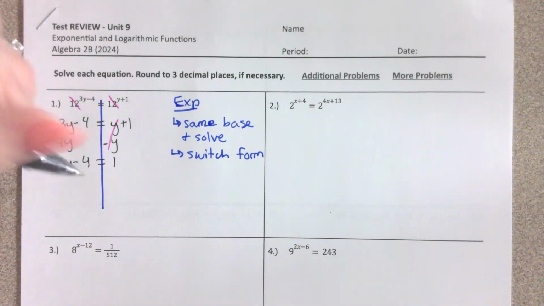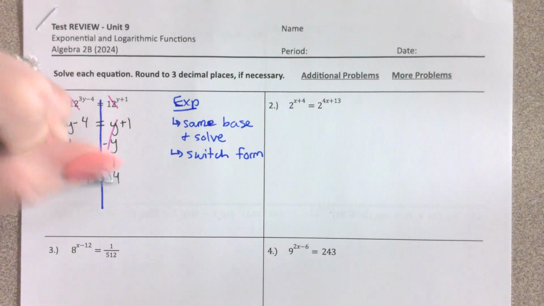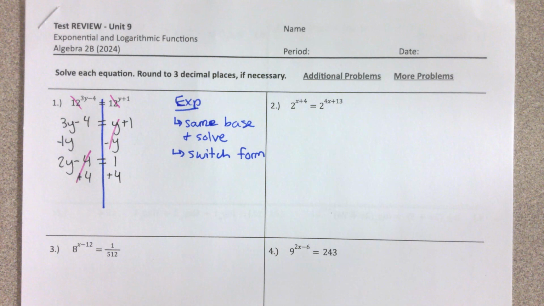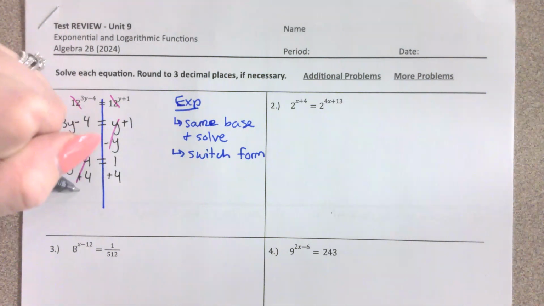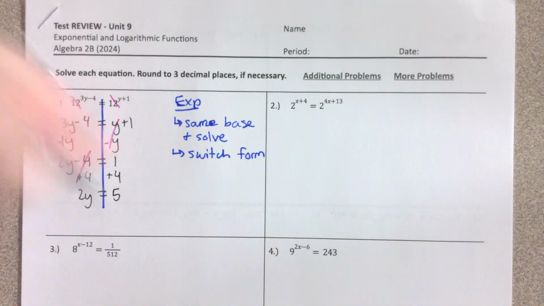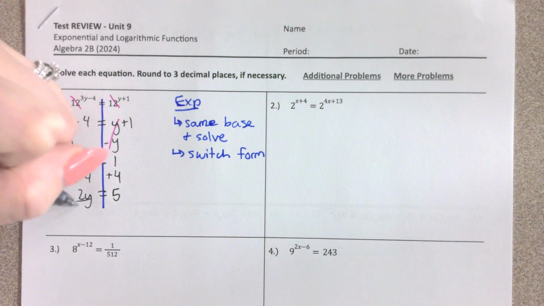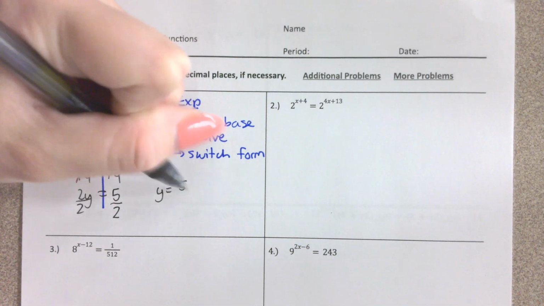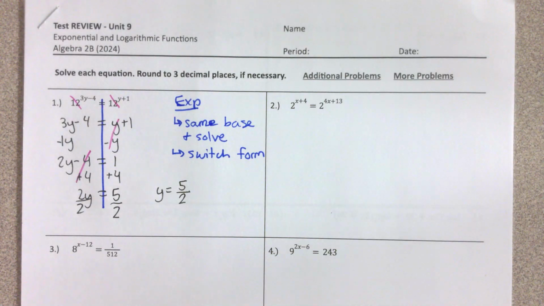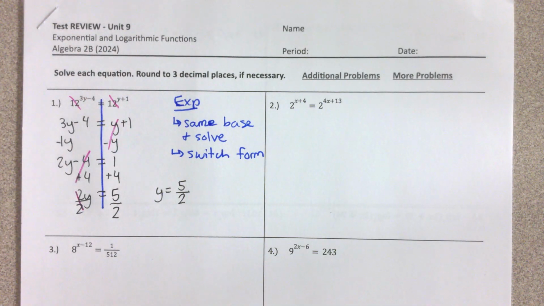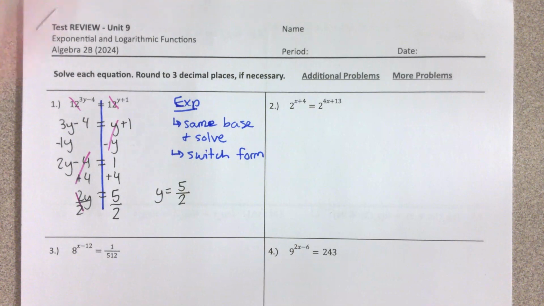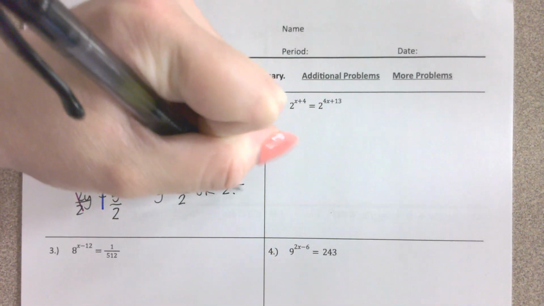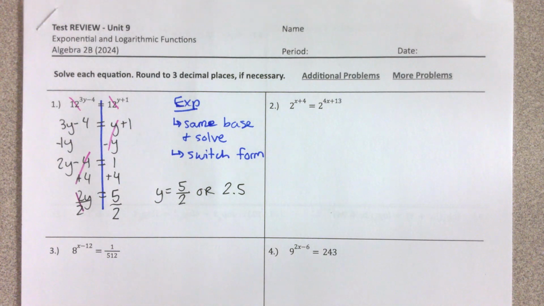2 steps to solve. Plus 4 on both sides. 4's cancel. 2y equals 5. Divide by 2 on both sides. Y is equal to 5 over 2. And this would be a problem where you could also use a decimal if you prefer. 5 divided by 2 is just 2.5, so it's nice either way.